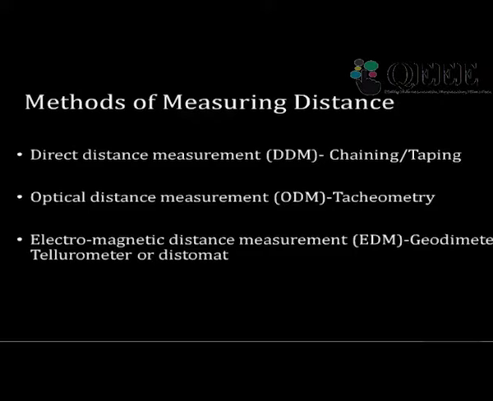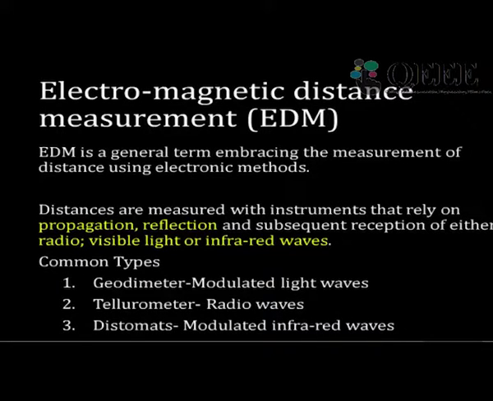The theodolite has this provision, electromagnetic distance measurement, called EDM. EDM is a general term embracing the measurement of distance using electronic methods. The distances measured here are with instruments that rely on the propagation of electromagnetic waves, reflection of the electromagnetic waves, and the subsequent reception of the reflected waves, either in the form of radio waves, visible light or infrared waves. Electromagnetic waves you might have studied in your 11th or 12th physics. They range from X-rays to radio waves. They have both the properties of electrical signals as well as magnetic properties.